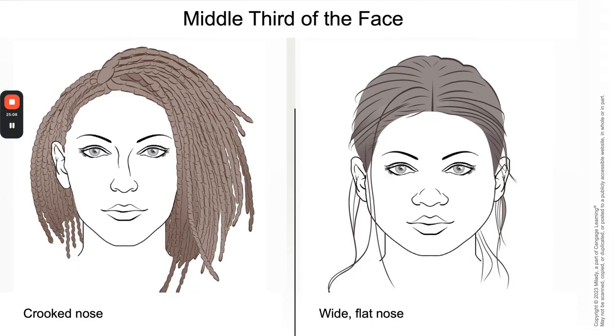For your clients who have a wide, flat nose, we already have width here in the middle, so we don't need to give more width in the middle third. So they're going to do best with hair that's pulled away from the face. Also, it says that a center part will also help to give the illusion that the face is longer. So hair off the face and a center part will work best for the clients that have a wide, flat nose.